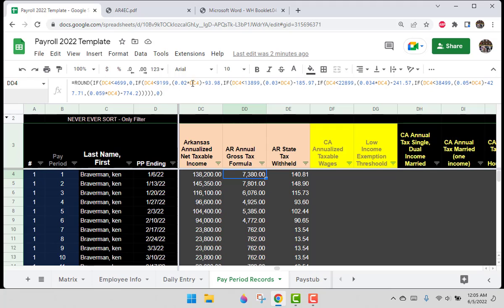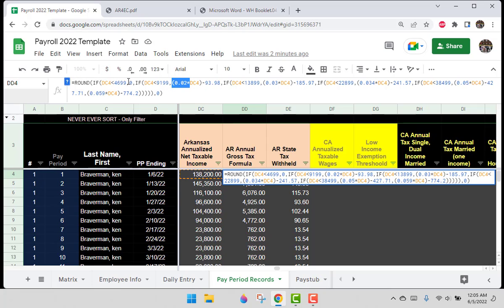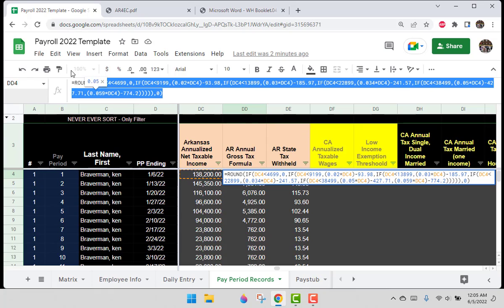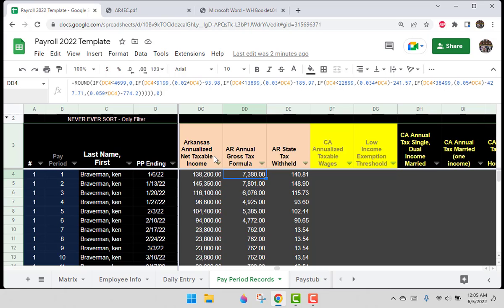It basically is a layered tax rate formula between 0, or if you make under $4,700 a year, you don't pay any tax. But then there's 2% all the way to 5.9%. 2%, 3%, different layers of tax. This is what the formula is. It's a nested if formula there. You can zoom in on it, but really just want to have access to it. And that's going to figure out how much tax you would pay on an annual basis for this amount of money. And then you just divide that by the number of pay periods in the year, in this case 52.